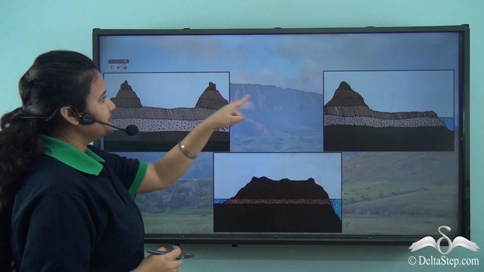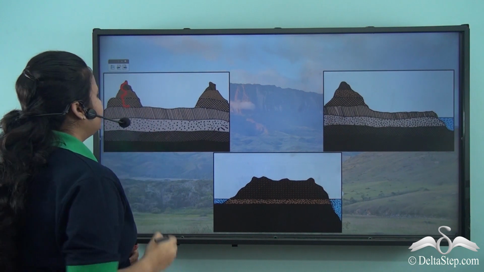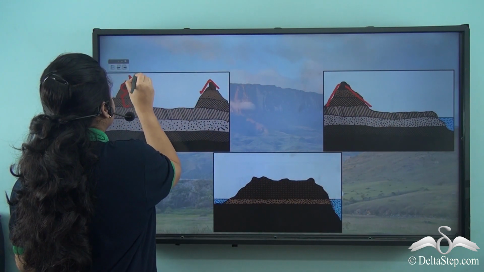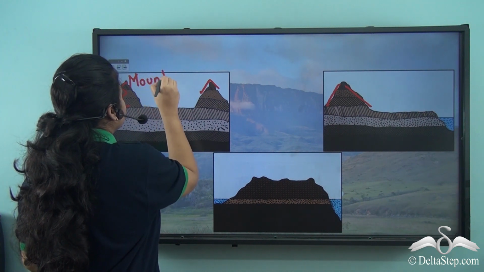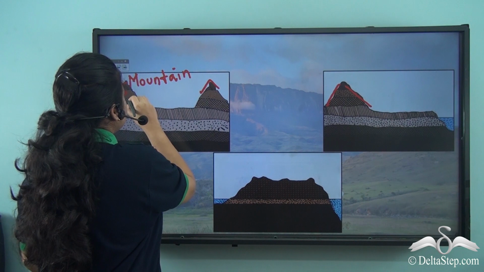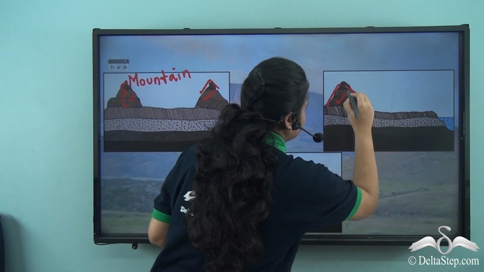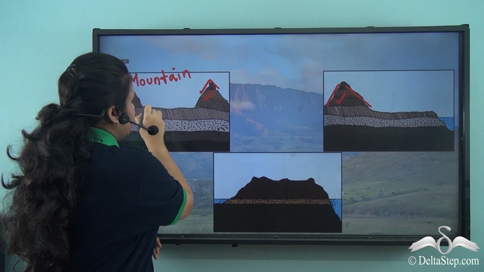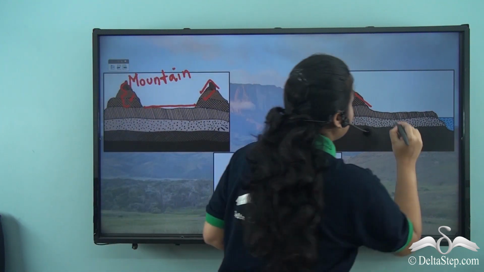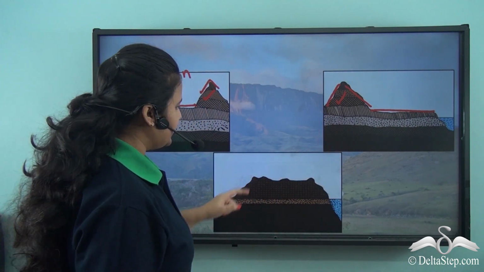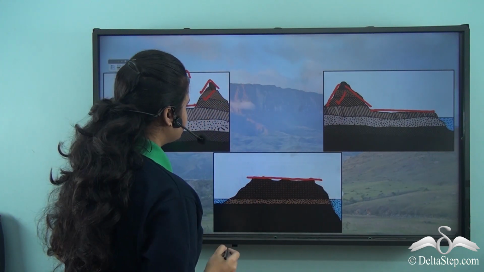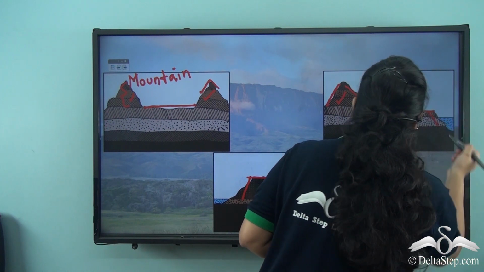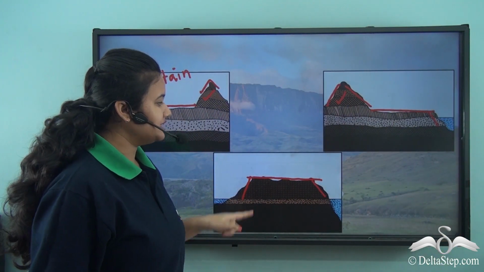See, this one, which has higher elevation and a summit with steep slopes, is a mountain. So, this one is a mountain, this one is a mountain, and this one is also a mountain. Now, we have another landform which has a flat top. See, this one has a flat top, this one has a flat top, and again this one has a flat top. Also, it has steep slopes. See, here we find a steep slope, and this one also has steep slopes.